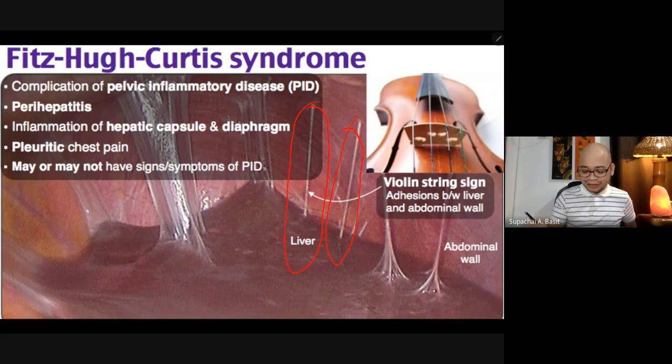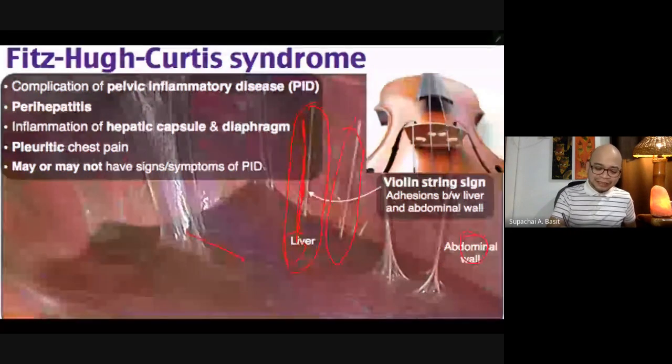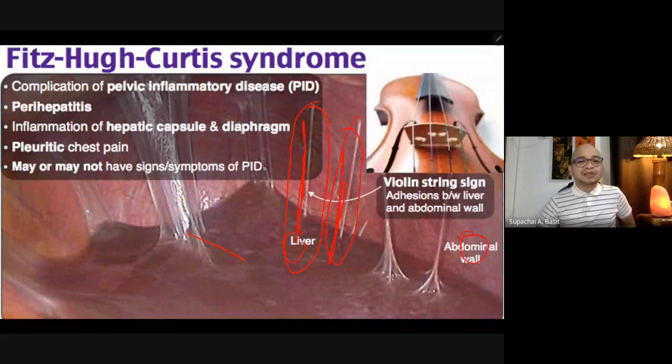So para siyang violin string. So yung liver, nagkaroon ngayon ng string because of the pelvic inflammatory disease. Okay, so this is the abdominal wall and then this is the liver. So parang nagkaroon ng string. Okay, so this is what you call perihepatitis, one of the severe complications of pelvic inflammatory disease in women.